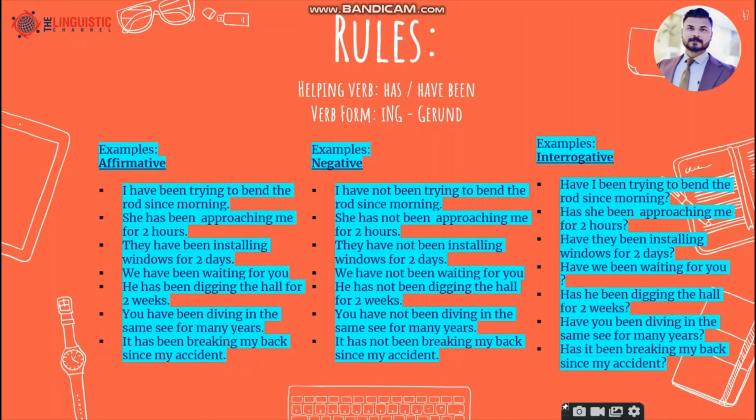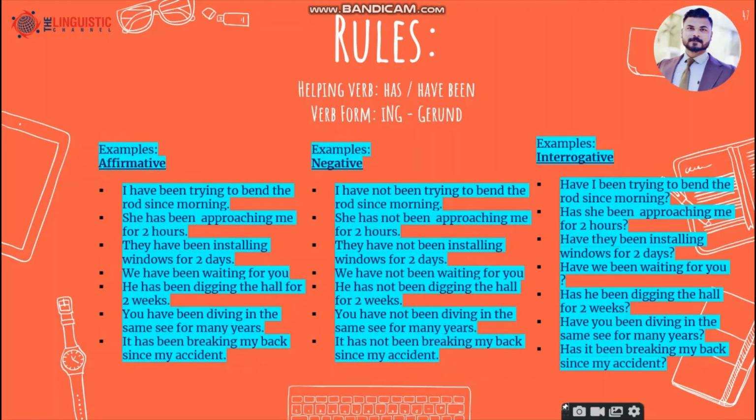In affirmative, you see, I have been trying to bend the rod since morning. मतलब मैं सुबह से ये rod मोड़ने की कोशिश कर रहा हूँ. नेगेटिव में जो हमारा रूल है कि भाई हम हेल्पिंग वर्ब के साथ not यूज करते हैं, तो this is what we have done. I have not been trying to bend the rod since morning. अब यहाँ पे you see trying के बाद to है, इसलिए उसके बाद वाला जो verb है उसके अंदर verb की first form. The next one, have I been trying to bend the rod since morning?